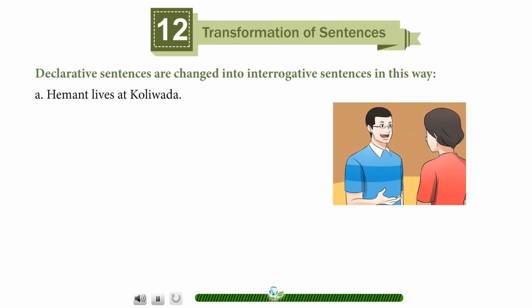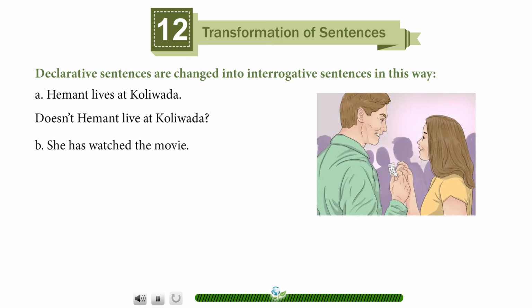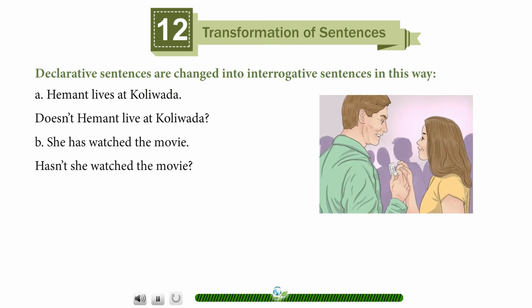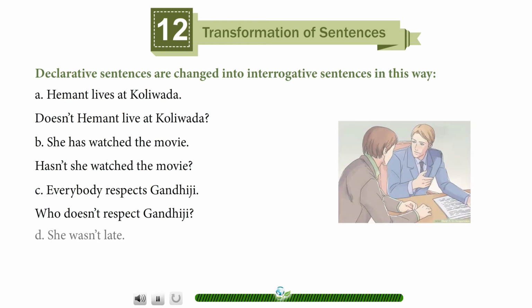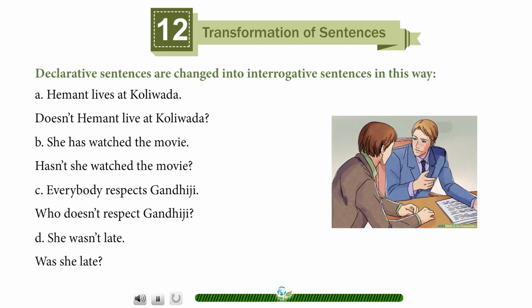A. Hemant lives in Koliwara. Doesn't Hemant live at Koliwara? She has watched the movie. Hasn't she watched the movie? Everybody respects Gandhiji. Who doesn't respect Gandhiji? She wasn't late. Was she late?